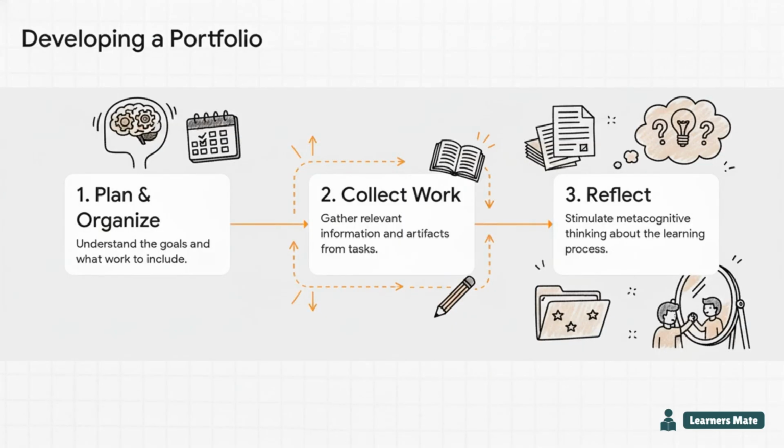What's really cool is that the act of making a portfolio is a massive learning process in itself. You have to plan it out, gather the work, but the most important step is number 3, reflect. This is what gets you into metacognitive thinking, which is just a fancy way of saying you're thinking about your own thinking. And that skill is what separates deep learning from just memorizing facts.